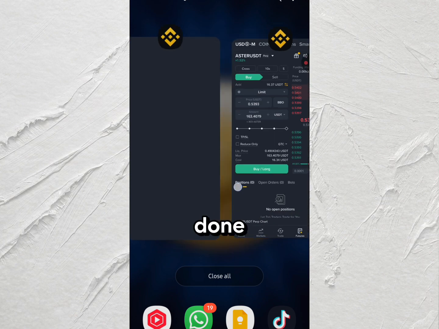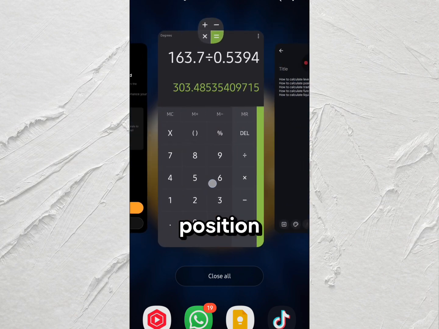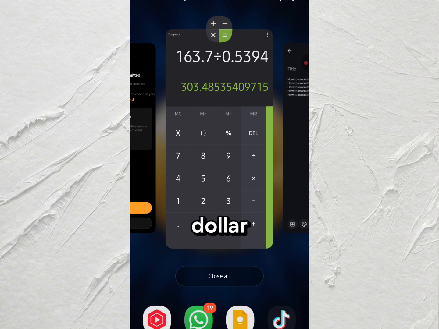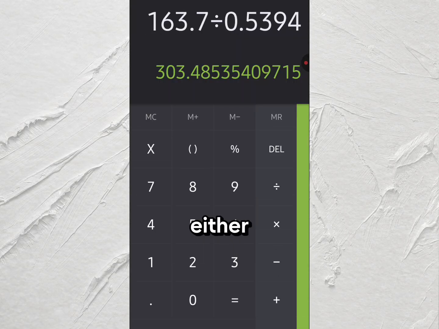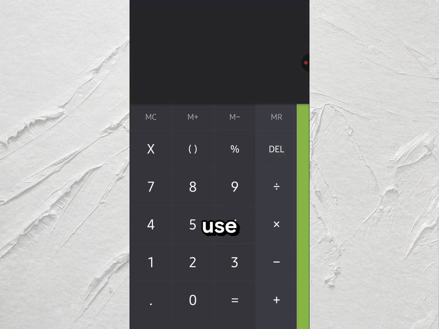That's how it's done. So the position size was either $163 or 303 in this case. So 0.02 or 0.05, either way, you intend to go on a short or on a long using either market order or limit order, the fee is there. So let's say, for instance, we use market order to enter this trade on a long, which I'm going to be showing you the practical aspect of in a second.